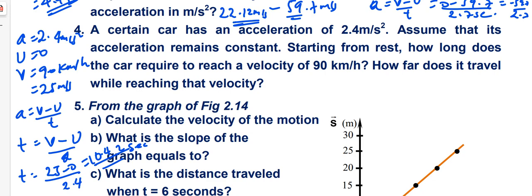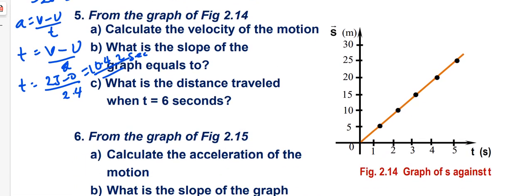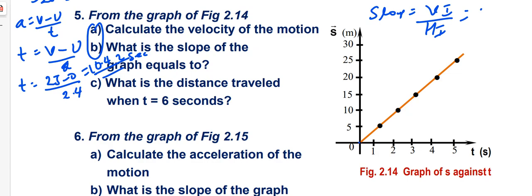10.42 second. Question number 5 says that from the graph, calculate the velocity of the car. You can use the same procedure using slope. Slope is equal to the vertical increase over horizontal increase. Let's say vertically from 0 to 5, 5 minus 0 is 5, over 1, is equal to 5. Therefore in this case velocity is 5 meter per second for each dot.